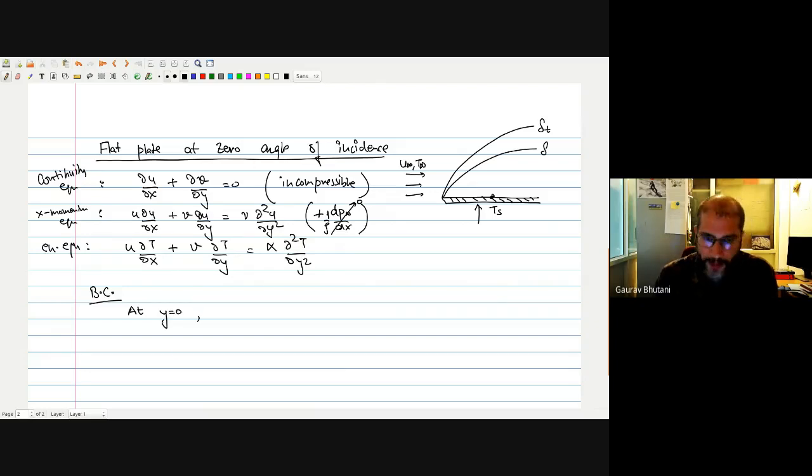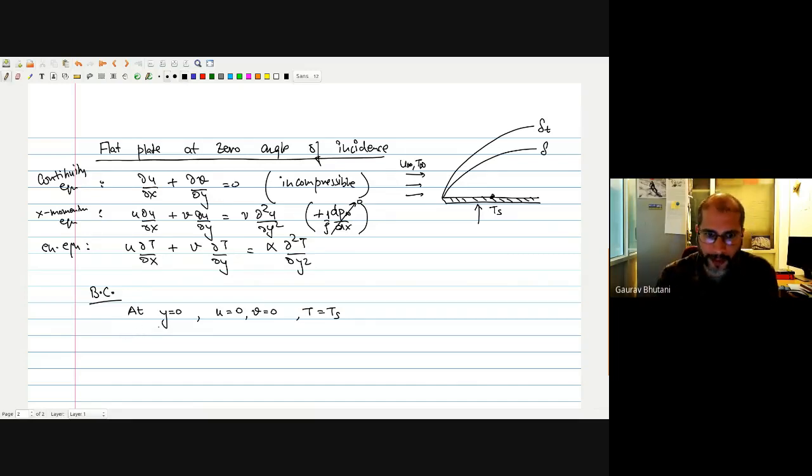So at y equal to 0, that is on the surface of the plate, u and v both are 0. So that's the no slip condition. And the temperature is the surface temperature, which again is known to us. We are using a Dirichlet boundary condition for u, v and t, all of them at y equal to 0.